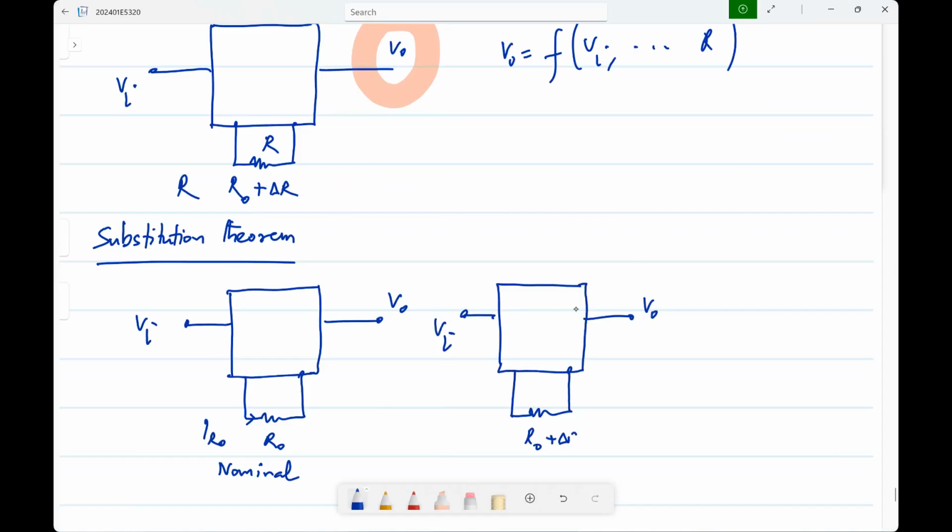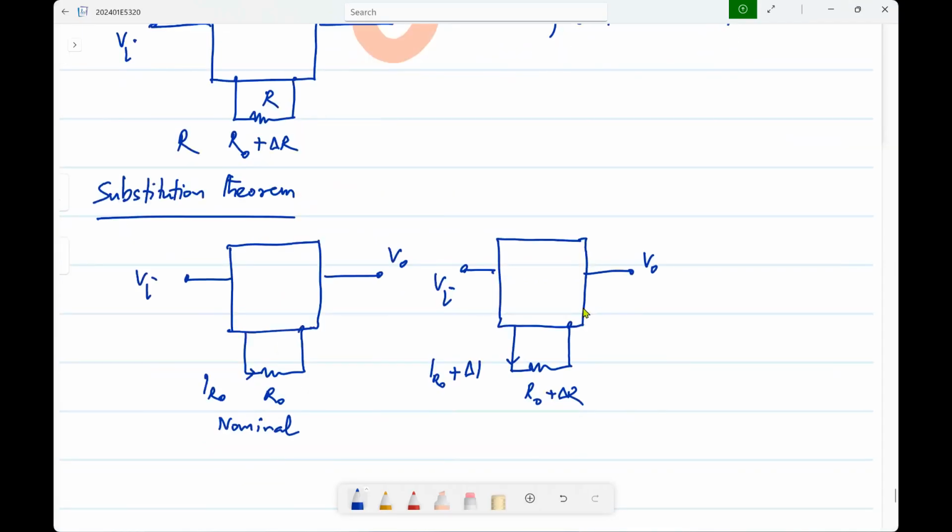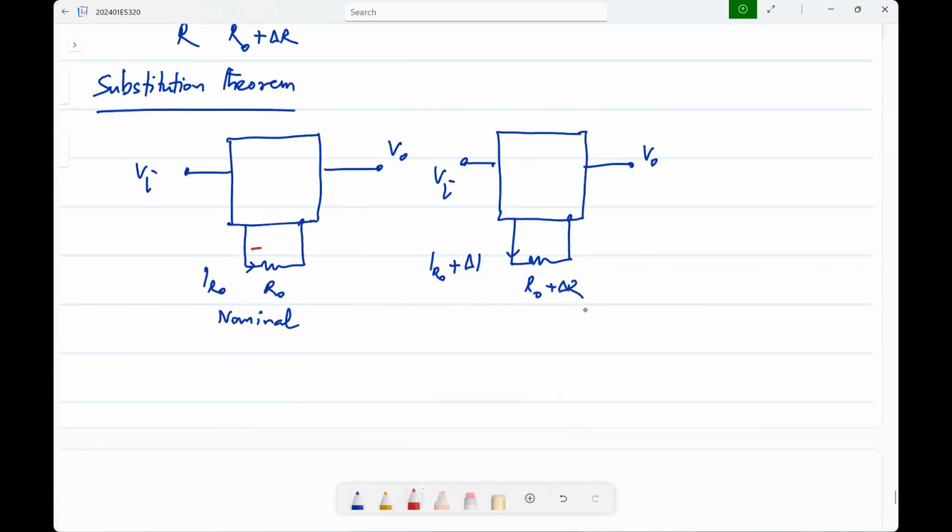This becomes R naught plus delta R, and this current changes to IR naught plus delta I. And I can also write the same thing for the voltage. Let's say the voltage across this was VR naught, and the voltage across this would be VR naught plus delta V. Or let me keep the voltage thing separate. Let me stick with the resistance.